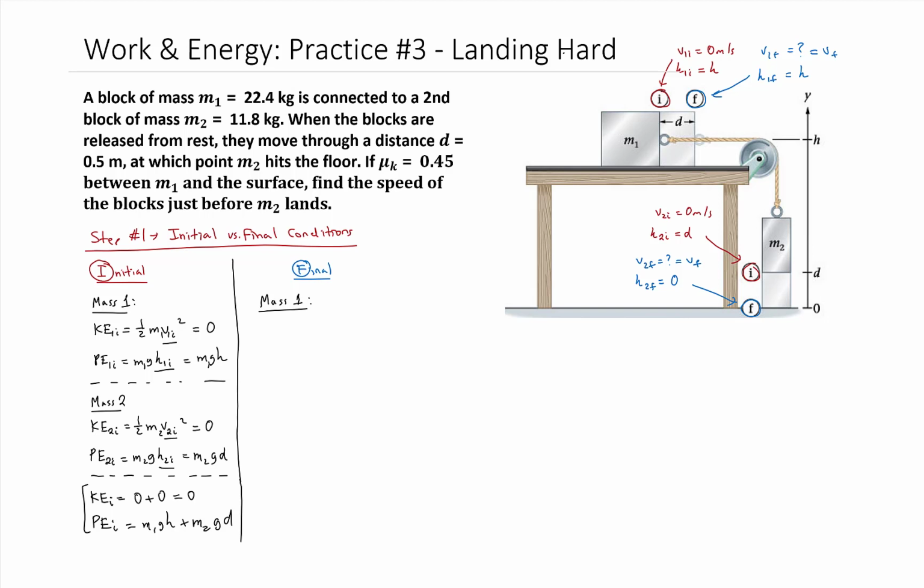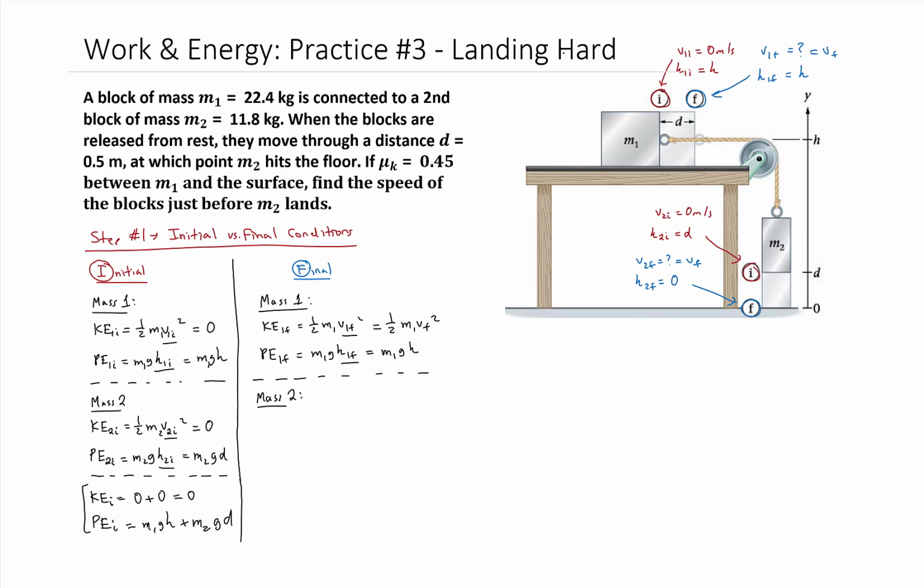Now we can go through everything again for the final conditions. For mass 1, we have KE1f is equal to 1/2 m1 v1f squared. But we know v1f is equal to vf, so let's just say 1/2 m1 vf squared. PE1f is equal to m1g h1f. We know this is still h, so we have m1gh as our final value.